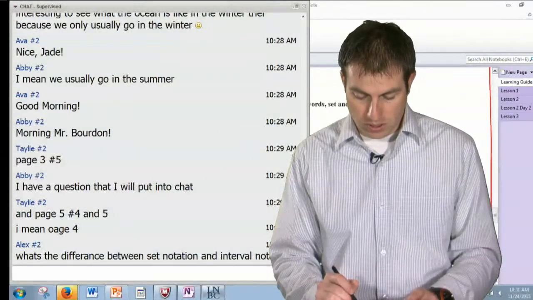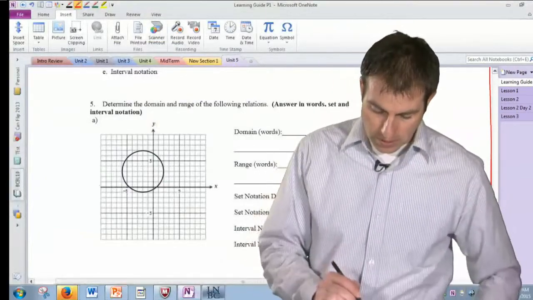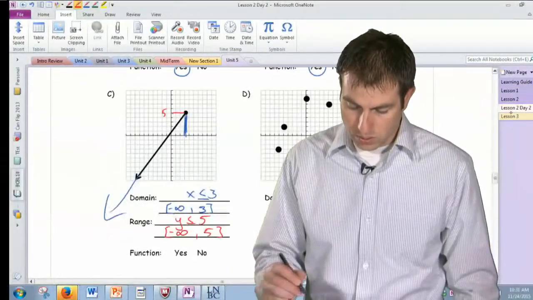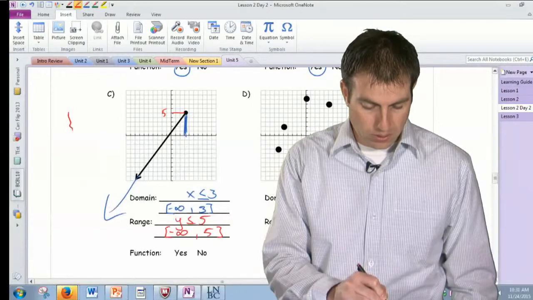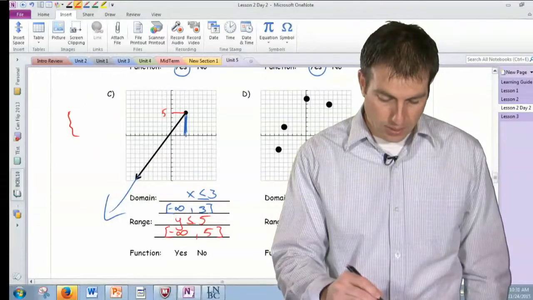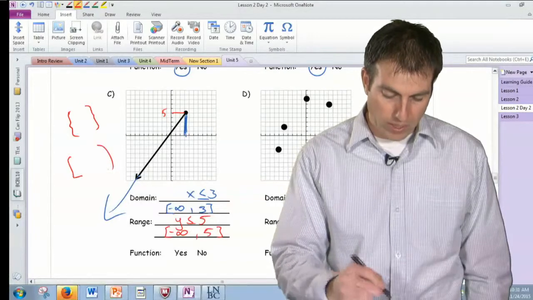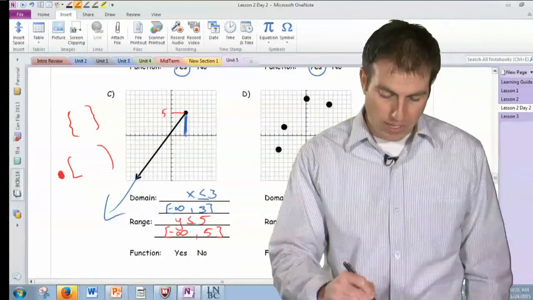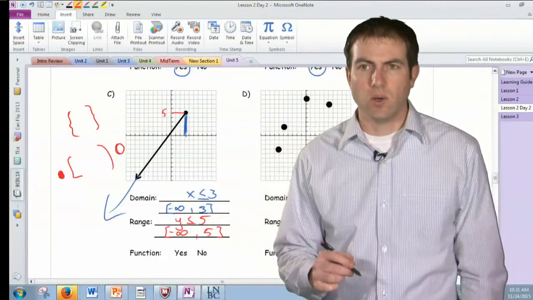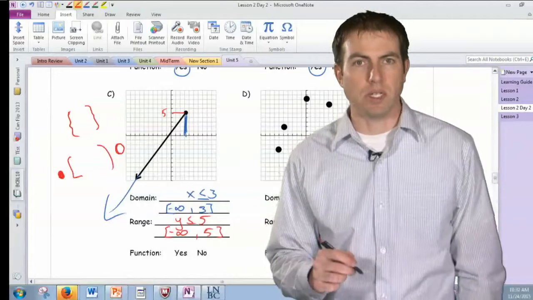What's the difference between a set notation and an interval notation? Alex, when we're talking about sets, we are going to use our curvy brackets like that. So that would be set notation. And for interval notation, we're going to use either square brackets or round brackets. And remember, we talked about this yesterday, a square bracket means a closed dot, and a round bracket means an open dot. So I'm thinking you guys are all running into the same sort of vocabulary things.